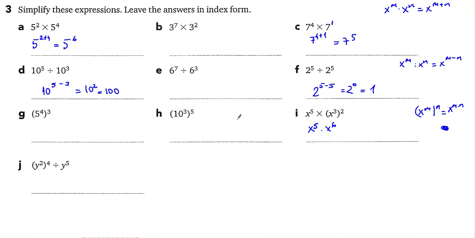Now the operation becomes like this. Firstly we found the power of power. Now if the bases are the same, we should add the powers, which is equal to 5 plus 6, it's going to be 11.